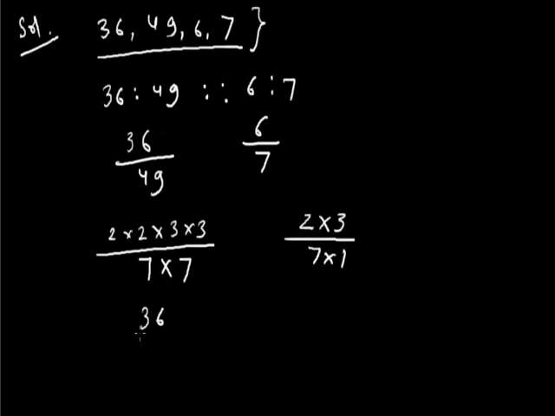So 36 divided by 49, this fraction is in its lowest or simplest form. Similarly, 6 divided by 7 is also in its lowest form, and there is no common factor between the numerators and denominators of both the fractions other than 1. That's why we can conclude that 36 divided by 49 is not equal to 6 divided by 7. So these two fractions are not equal, and these two fractions can be represented using the ratio representation.